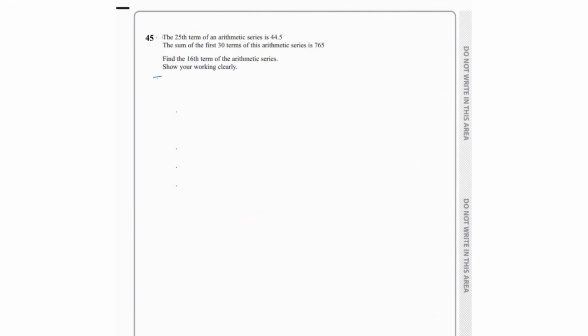So the 25th term is given as 44.5. Sum of the first 30 terms is 765. We have to find the 16th term. So we'll create two equations using these two. One would be for the nth term and one would be for the sum of the series. And then using that, we'll figure out the value of the first term and the common difference because we don't have that. And once we have that, we can figure out the 16th term.